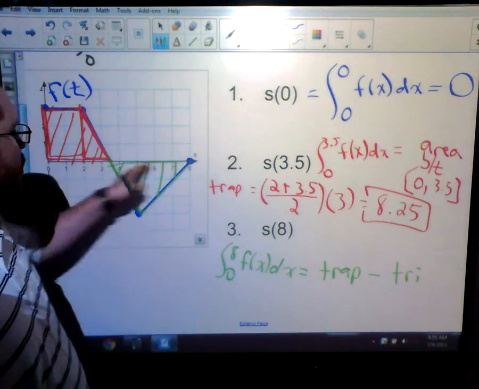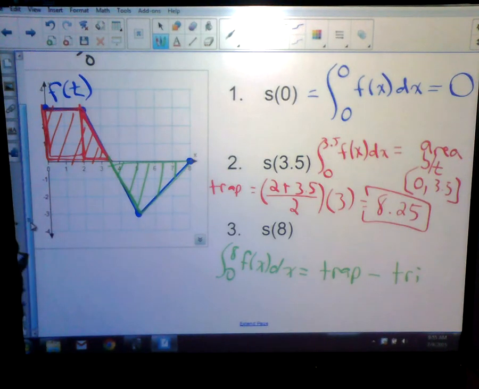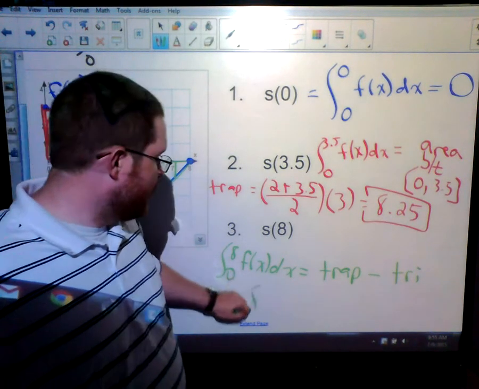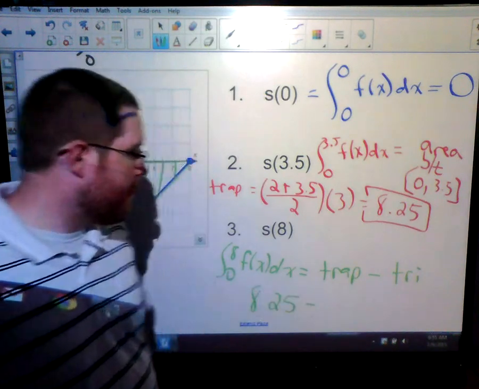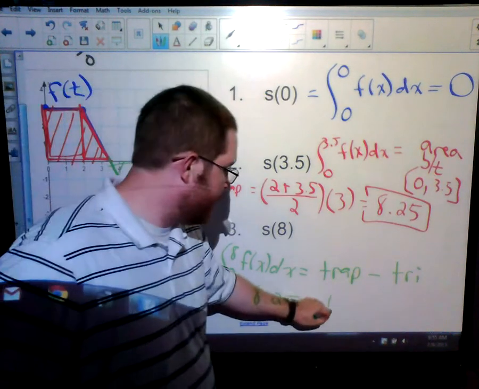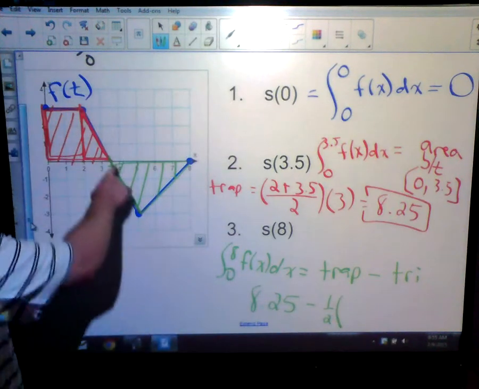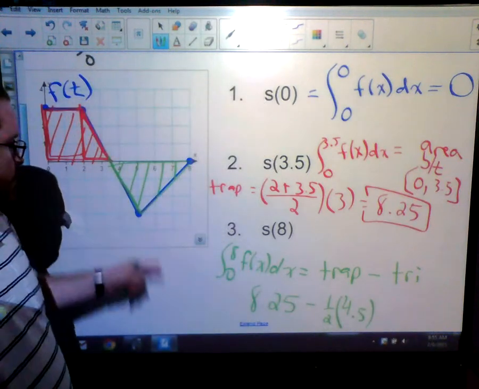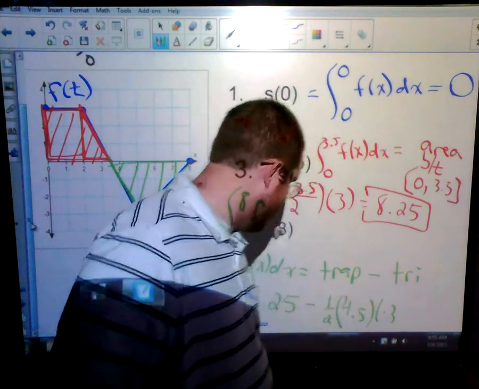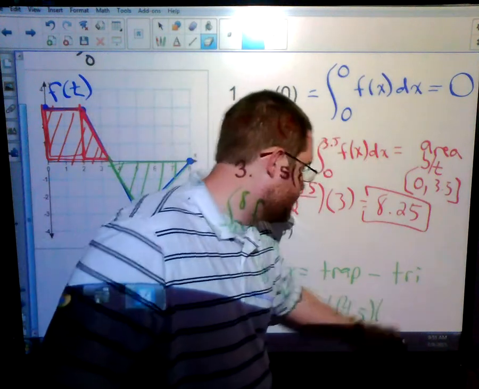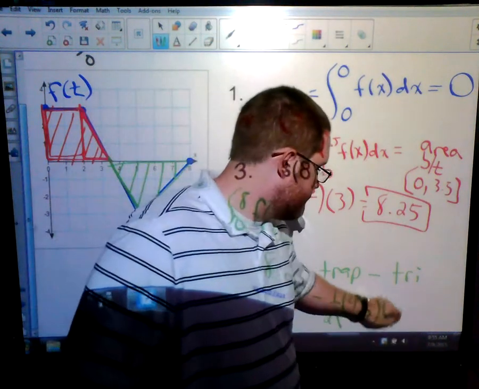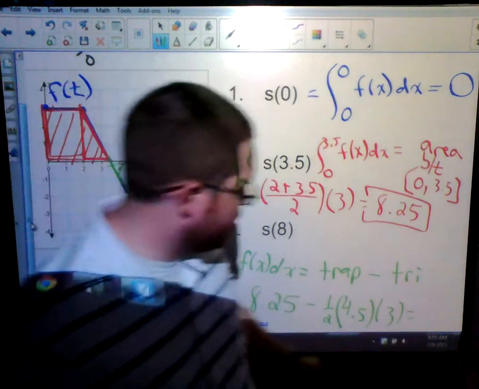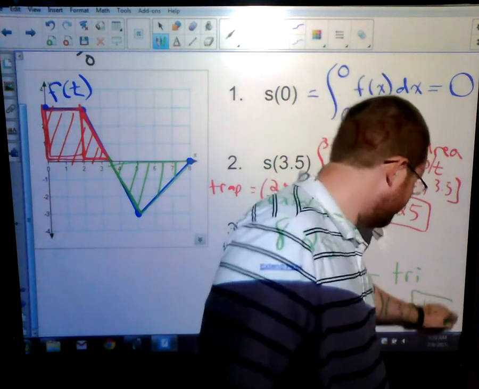Because what kind of numbers are below the x-axis? Negative numbers. This is a negative velocity. And if it's a negative velocity, it means you're going backwards. You're losing. Well, the trapezoid was 8.25. We just did that. Minus the area of a triangle is 1/2. The base is 4.5. And the height is 3. Don't put -3 because the negative and the negative would cancel out. The negative and the minus would give you positive. If you do that, you get a total answer of 1.5.